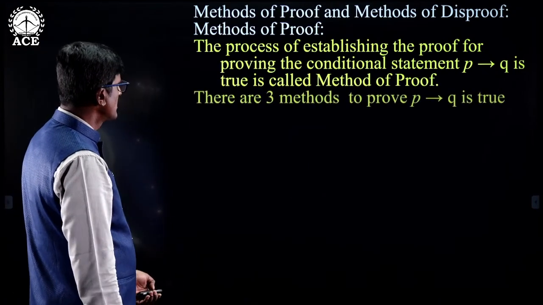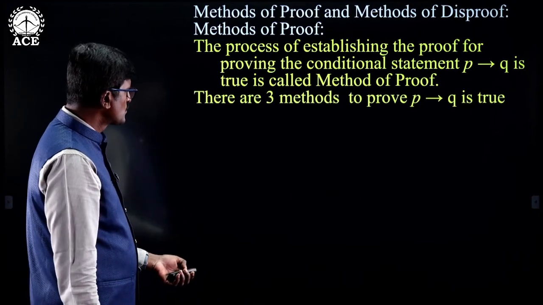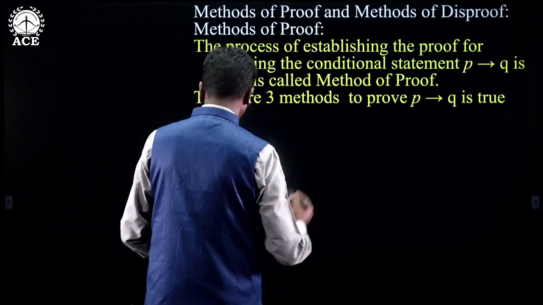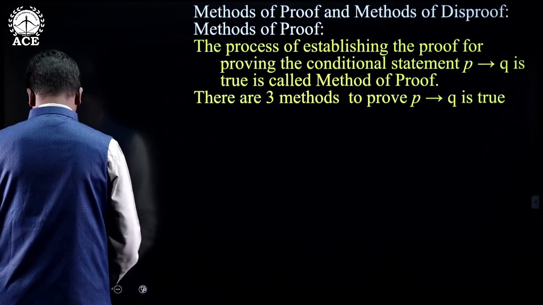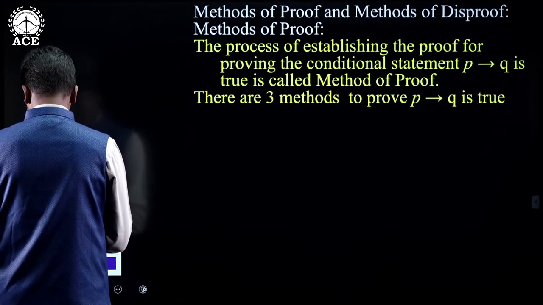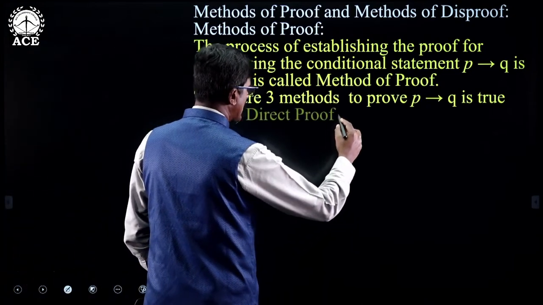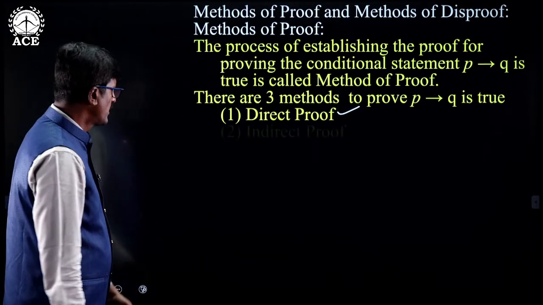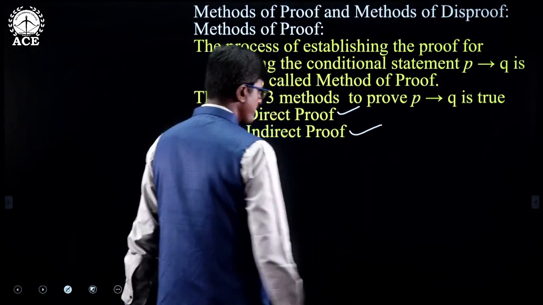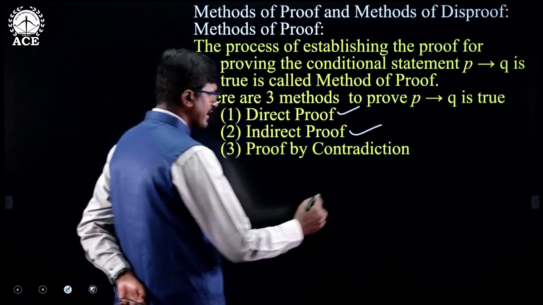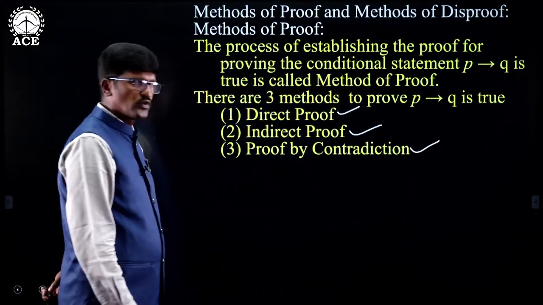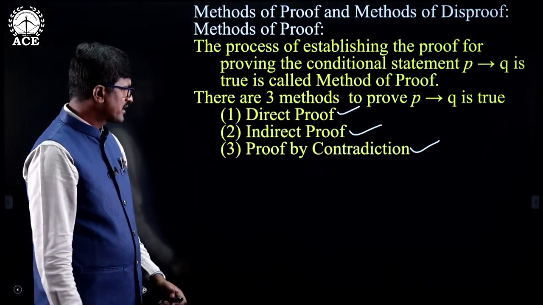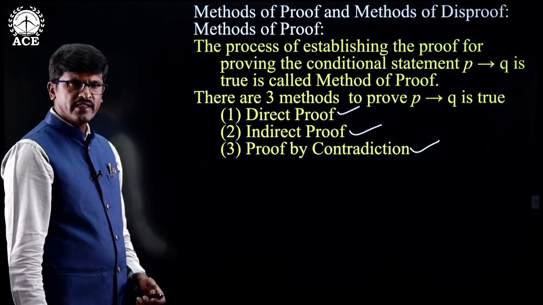First we discuss the methods of proof. To prove the conditional statement, we have three methods. The first one is direct proof. So this is the first method to prove the given conditional statement is true. The second one is indirect proof. The third one is proof by contradiction.